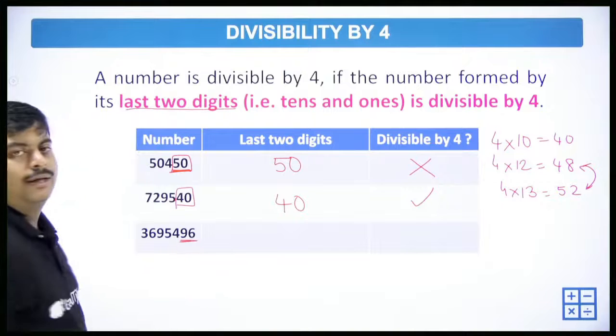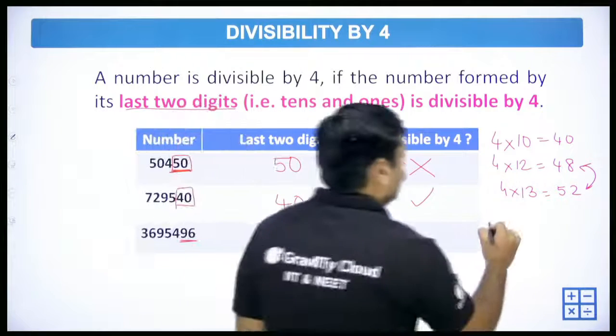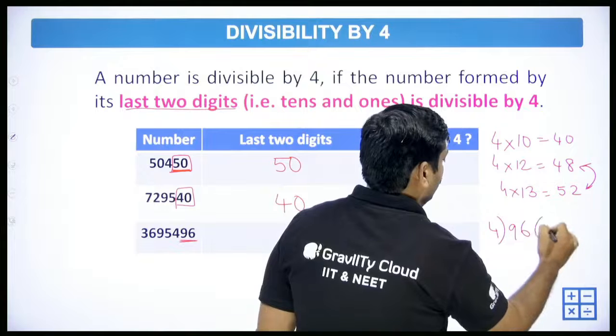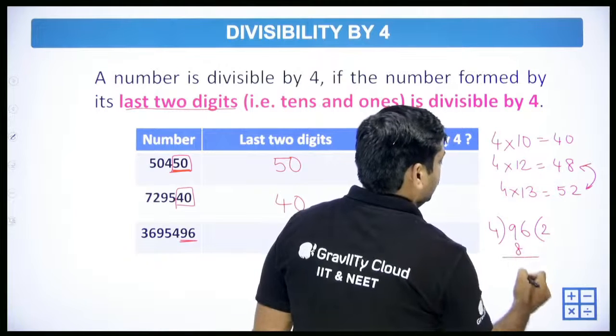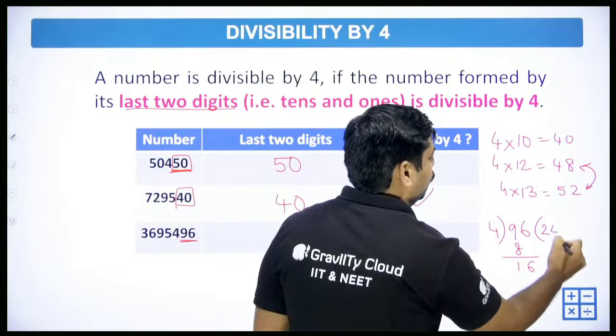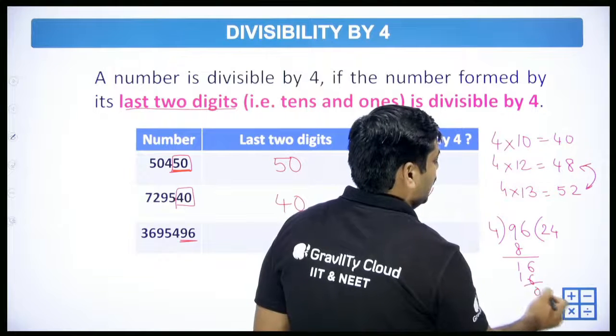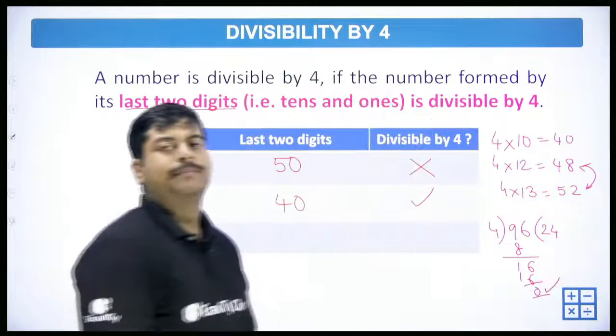96, is it divisible? If you are confused, divide 96 by 4. 4 2s are 8, and we have 16 left. 4 4s are 16. So we can say that, yes, it is exactly divisible.